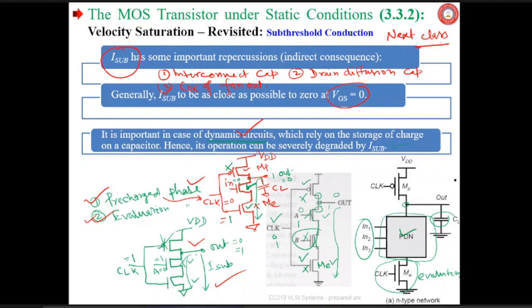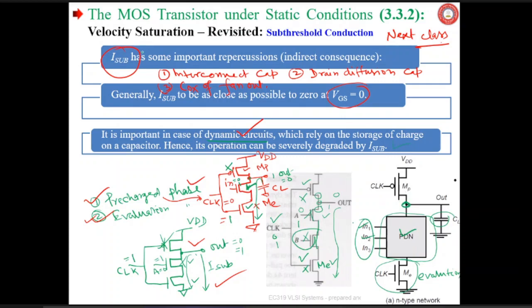Sometimes, when the input vector is coming and evaluation is occurring, anyone may be low, or next time another one is low. You don't know what input vector is going to come. Based on that, the output node may be kept high. If it is kept high, it means the charge stored is kept at a high value.